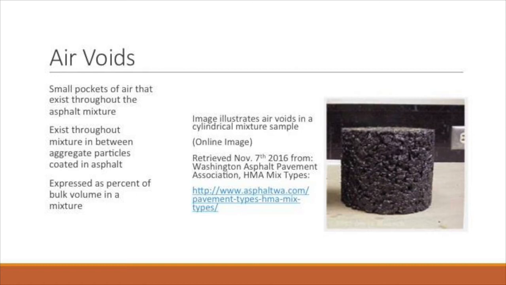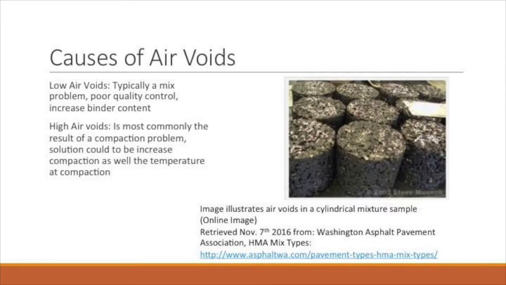Air voids are small pockets of air that exist throughout the asphalt mixture. They exist in between the coated aggregate particles. Air voids can be expressed as the bulk volume in a mixture. Low number of air voids is most commonly a mixture problem, such as poor quality control and increased binder content, whereas a high number of air voids is the result of a compaction problem. If the asphalt is not compacted enough, the air voids will not be compressed. The temperature during the compaction process also has an impact on the air void content.